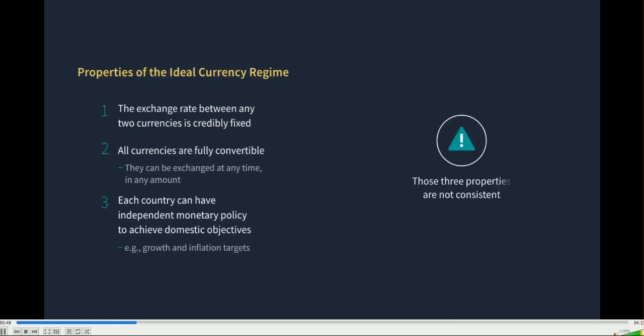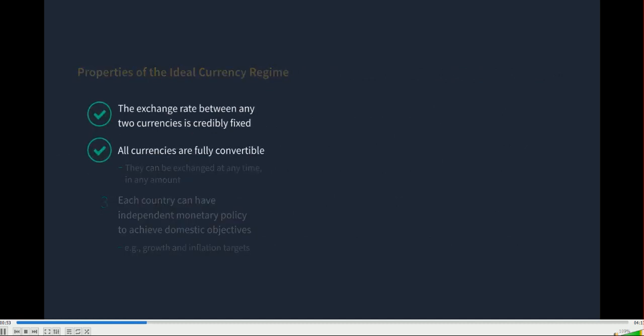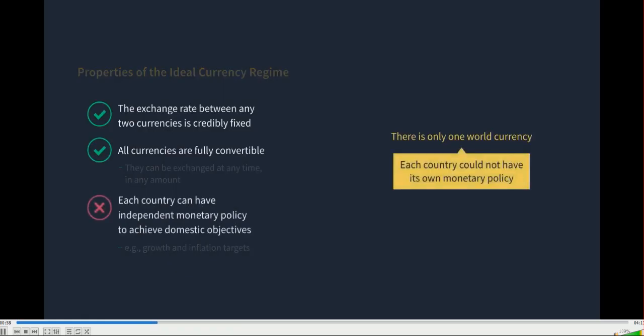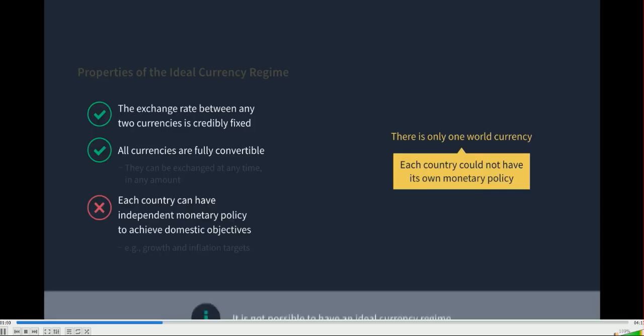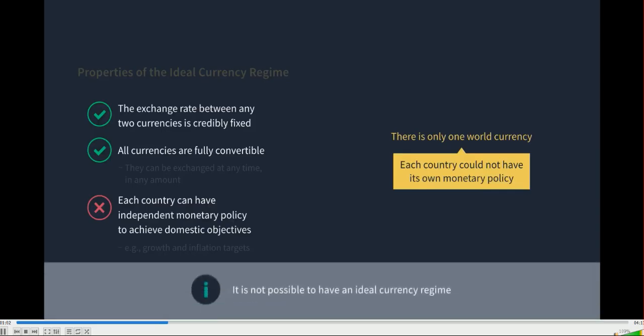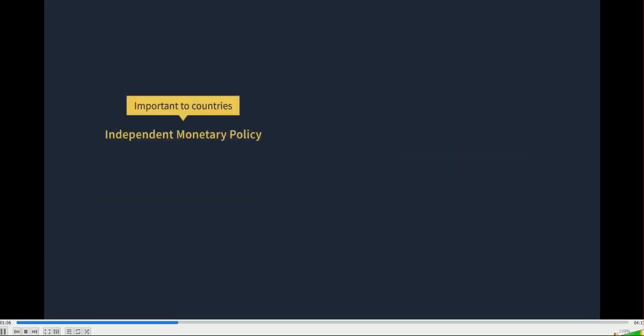Unfortunately, those three properties are not consistent. If you satisfy the first two conditions, then really there is only one world currency, so each country could not have its own monetary policy. So there can be no ideal currency regime. It's not possible. Independent monetary policy is important to countries.